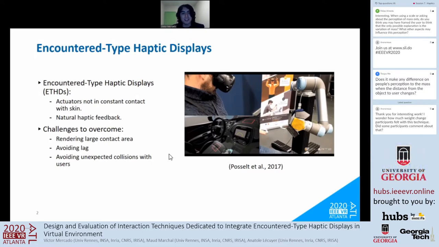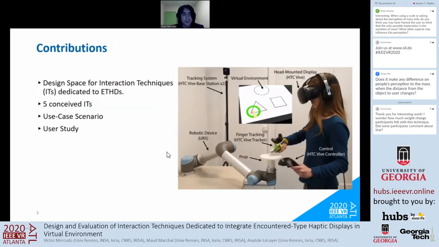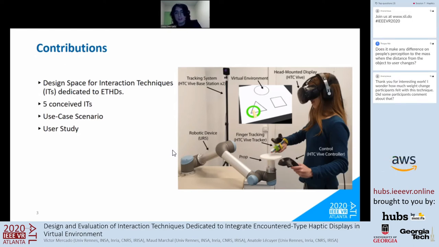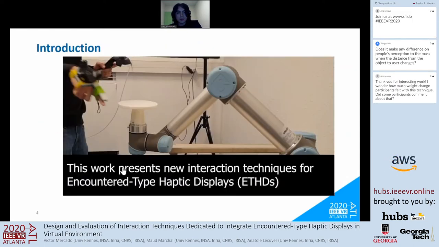So what did we do in order to address these issues? The contributions of this paper are basically the design space for the interaction techniques, and these techniques are the ones designed for addressing these issues. We conceived 5 interaction techniques departing from this design space. We also created a use case scenario where we contextualize these interaction techniques, as well as a user study to test the performance of these techniques. So let me show you what we did.